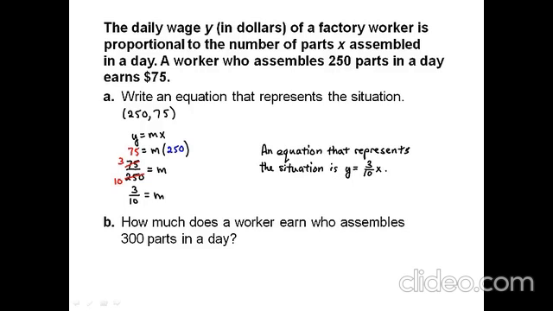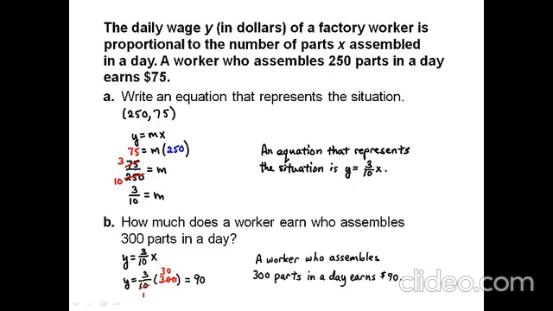Part B. How much does a worker earn who assembles 300 parts in a day? First, write the equation obtained in Part A. y equals 3/10 times x. Then substitute 300 for x and simplify, obtaining y equals 3/10 times 300. Divide out a common factor of 10 to obtain 3 over 1 times 30, which is equal to 90. So, a worker who assembles 300 parts in a day earns $90.